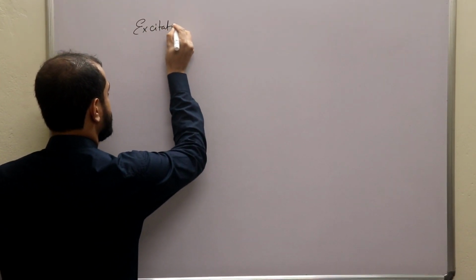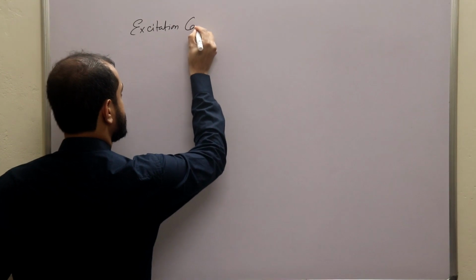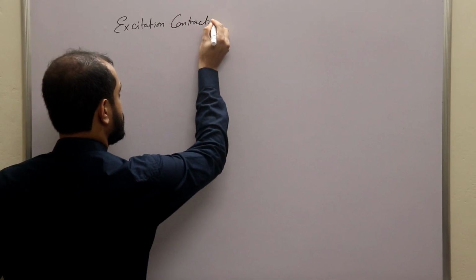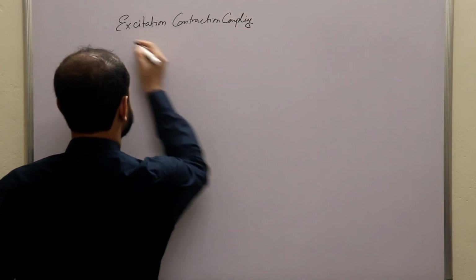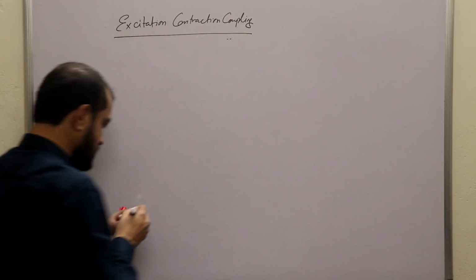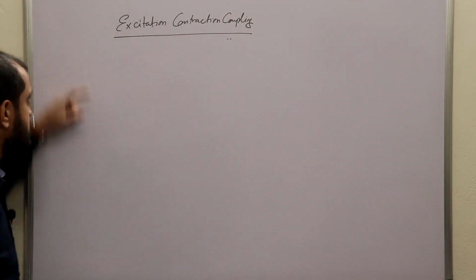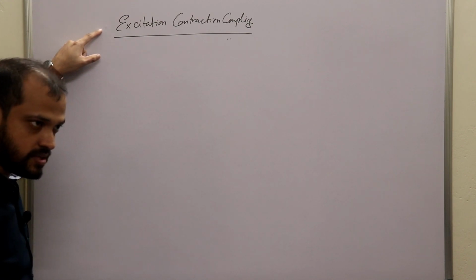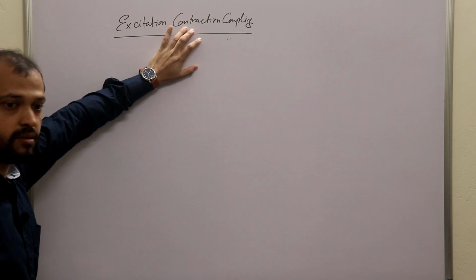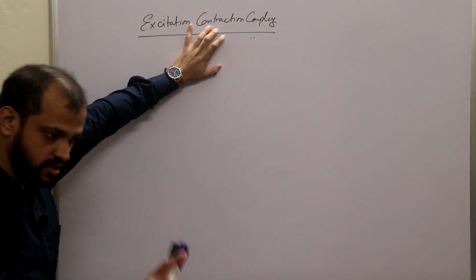Now listen, whenever I am talking about excitation contraction coupling, you must understand that it is a continuous process as well as a coupled process. That means if excitation of the alpha motor neuron doesn't occur, then contraction of a particular muscle will never occur, right? Now listen with all your attention.